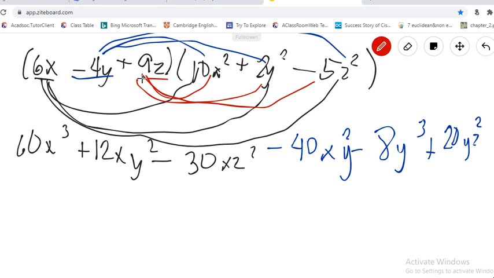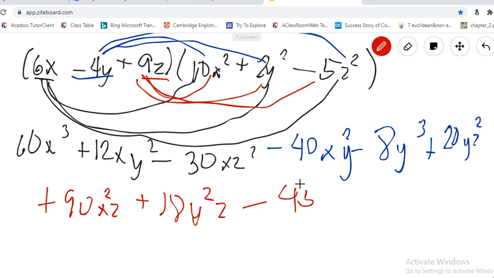And then lastly, we have the third one, positive, positive. So that will be positive 90x squared z. Why does x squared come before z? Of course, you have to arrange it alphabetically. And then 9z times 2y squared is positive 18y squared z. And lastly, we have negative 45z cubed. And this is already our final answer.